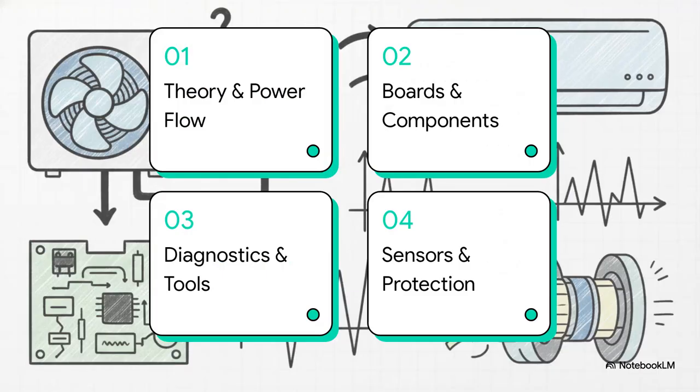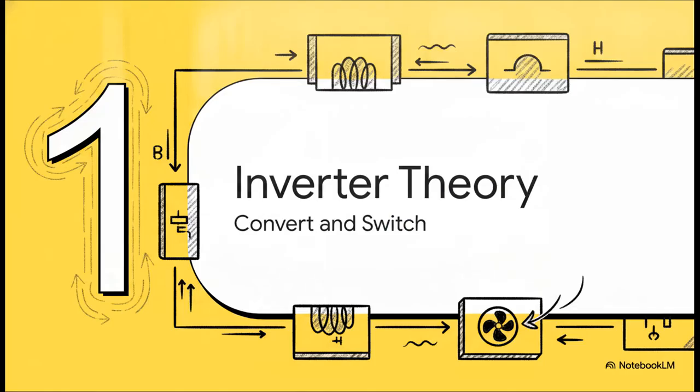Okay, here's our game plan for this session. 1. Inverter theory and power flow. 2. Boards and components. 3. Diagnostics, tools, and testing. And finally, 4. Sensors and system protection. Let's get right into it. Section 1. Inverter theory and power flow. We're talking about converting and switching.